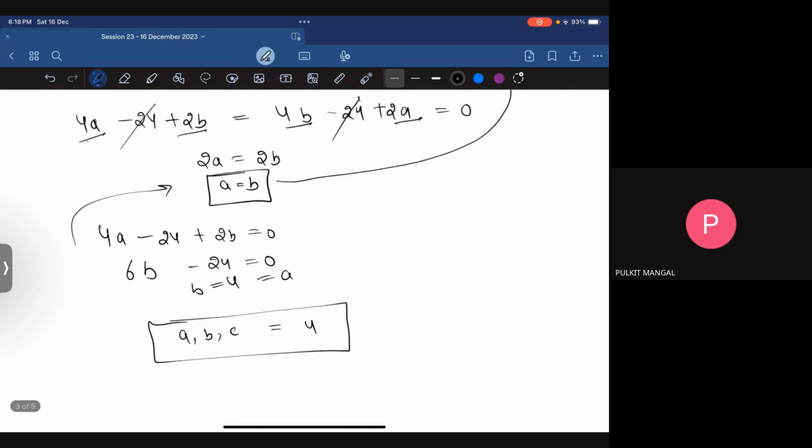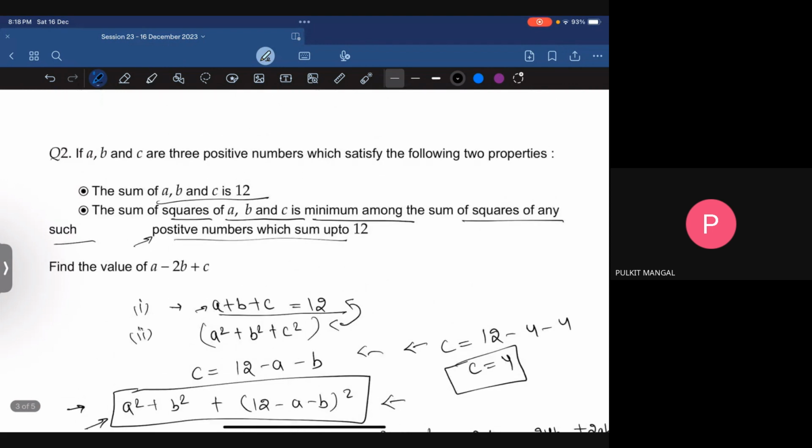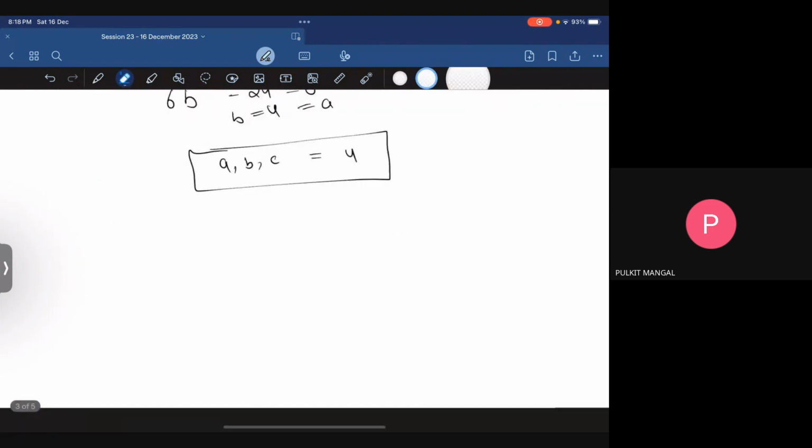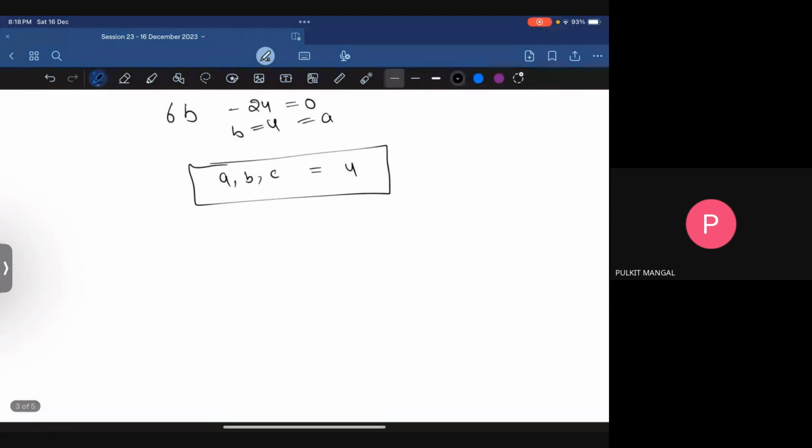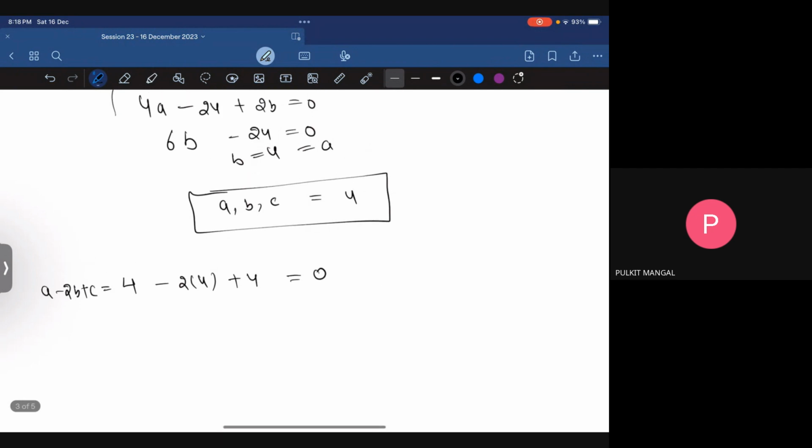Now in the question it is asking for a minus 2b plus c. So that is a minus 2b plus c equal to 4 minus 2 times 4 plus 4, that is 0. So that is our answer.